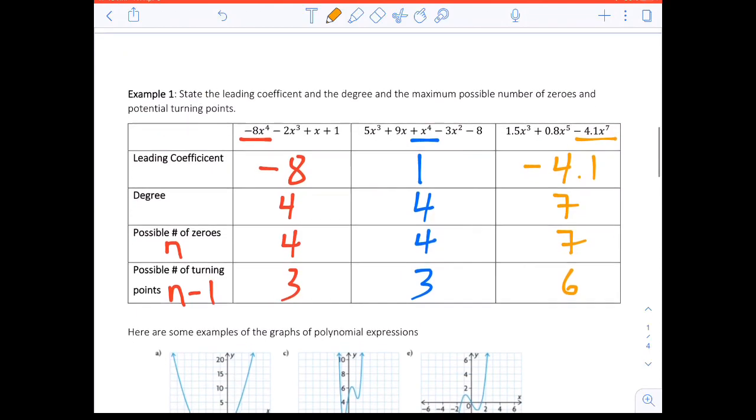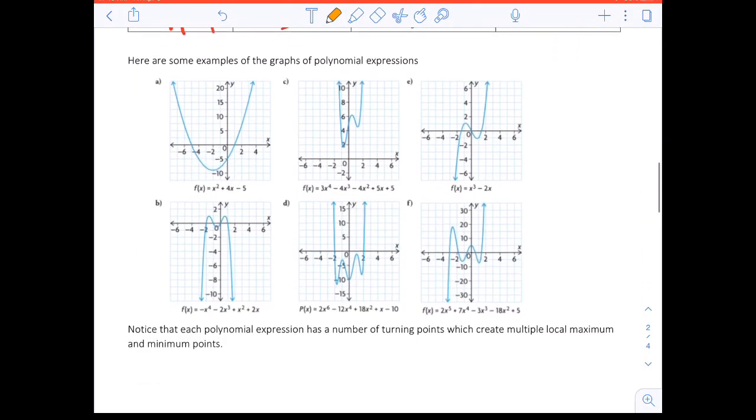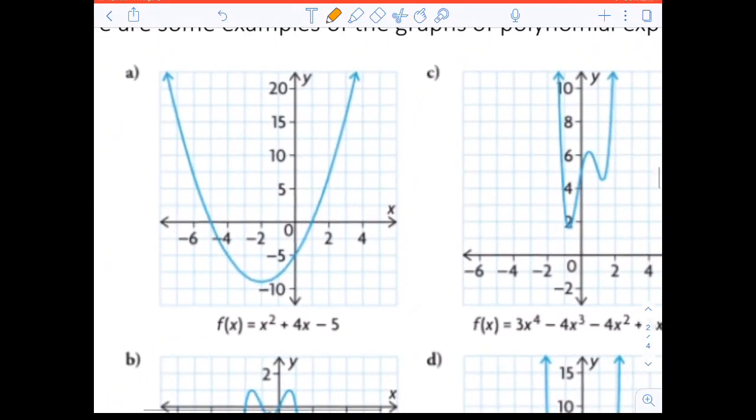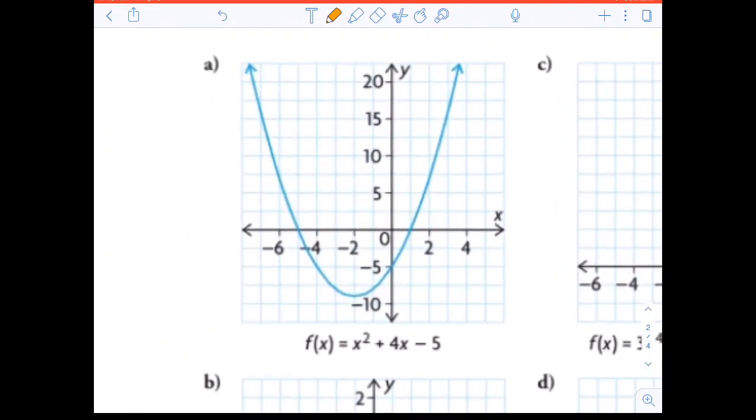So what we have down below are what some graphs could look like with the equations down below. So if we look at the first one that we have here, I see that we have a degree of 2, and it's just a quadratic. It has one turning point down at the bottom. It has 2 x-intercepts right here, which is the same as the number of degree.